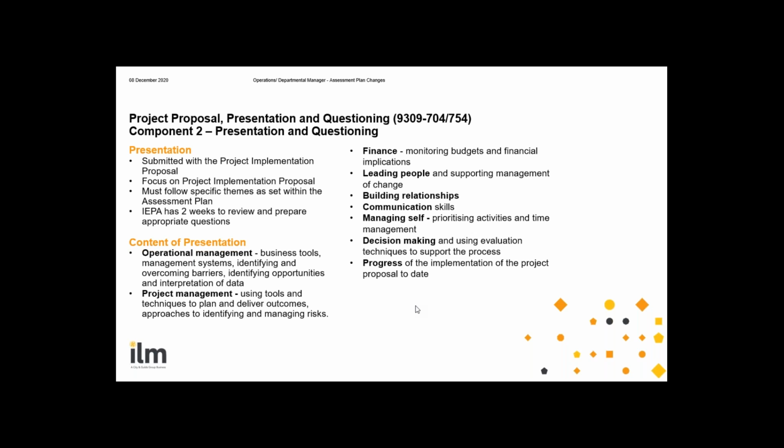So once the presentation is submitted, the apprentice will be given 2 weeks notice prior to the EPA event for the presentation. So the apprentice can review both the project proposal and presentation, and at the same time the IEPA, the independent end-point assessor, will review the content of these documents and prepare the questions accordingly based on the content seen.